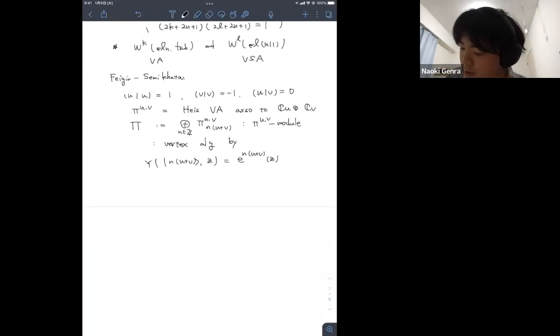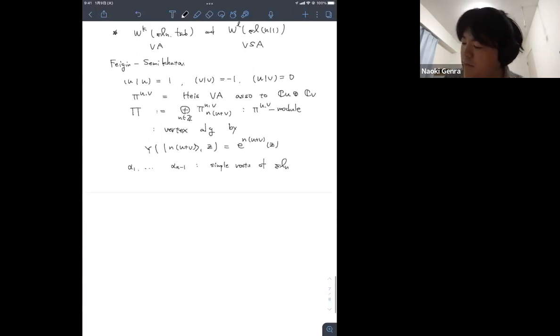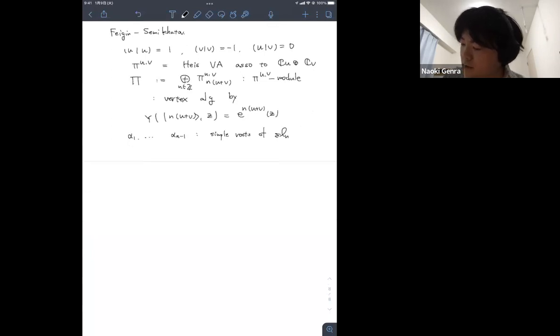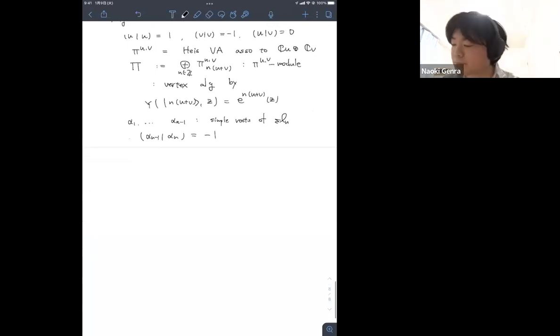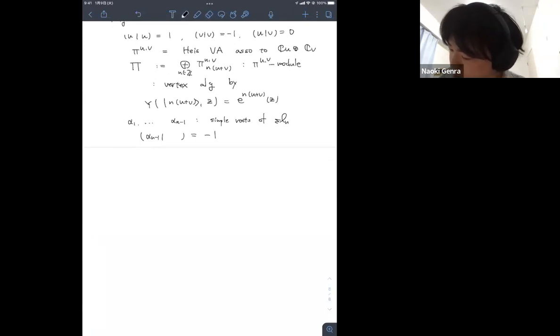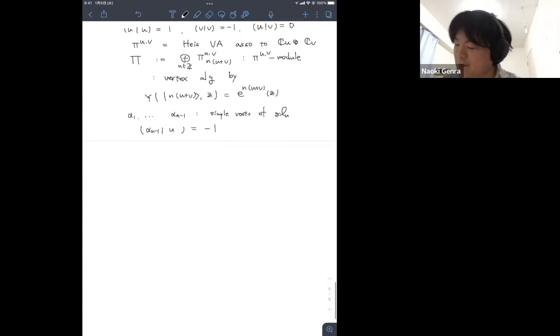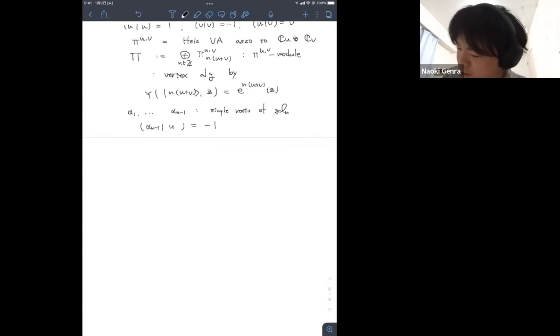And they consider alpha_1, ..., alpha_{n-1}. These are the simple roots of SL_n. And so we take alpha_{n-1}, alpha_n equal minus 1, okay? No, u is minus 1. So we consider, and then Feigin-Semikhatov, this is in fact the definition.